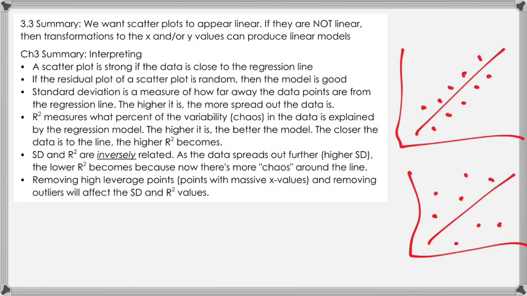So let me just show you the summary of what is basically going on with 3.3. You want your scatter plots to appear linear. And if they're not linear, then when you apply a transformation to either x or y, or perhaps both of those values, you can produce a linear model. And when I return to class tomorrow, for those of us in the morning session, we will be clarifying more of this.